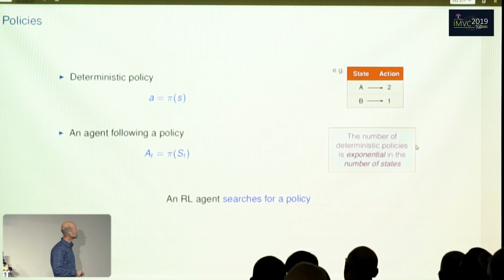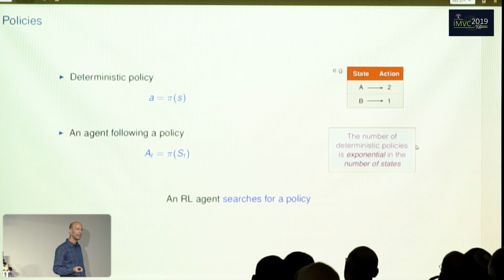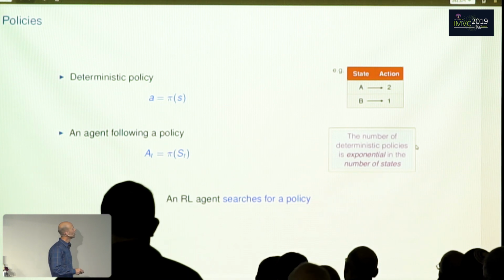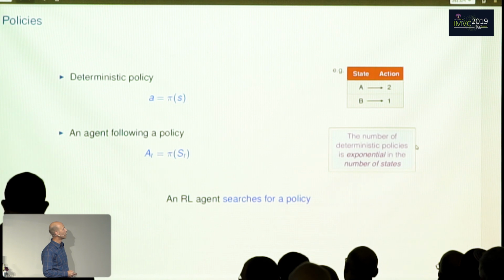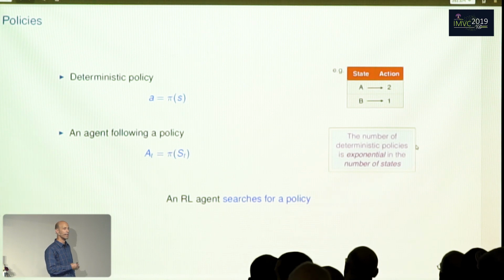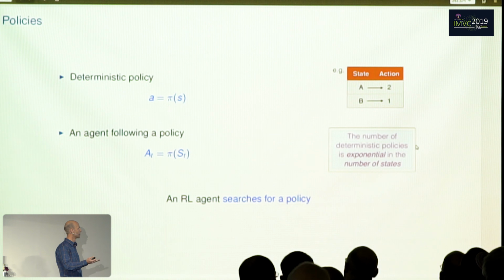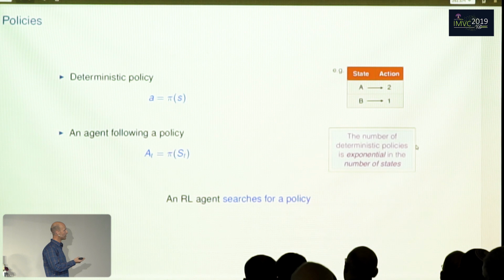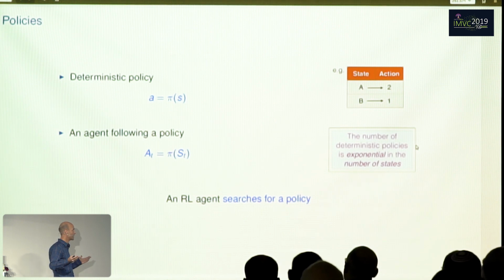So when we say an agent is following a policy, this means that when the agent is at time t in state s_t, it applies the policy function pi to get the action a_t and then executes this action. On the top right, we see an example of a very simple policy that tells the agent: if you're in state A, take action 2; if you're in state B, take action 1. I should also note that the number of all possible policies is exponential in the number of states. What an RL agent needs to do is to search for a good policy in this usually very large space of policies.